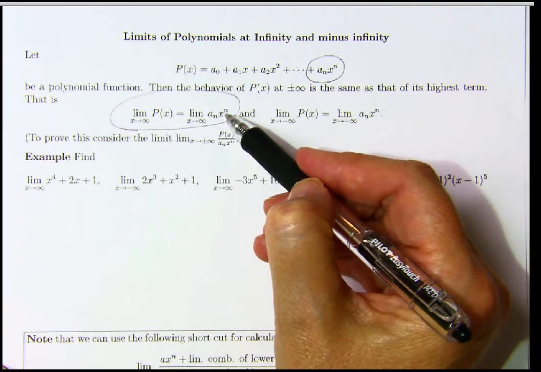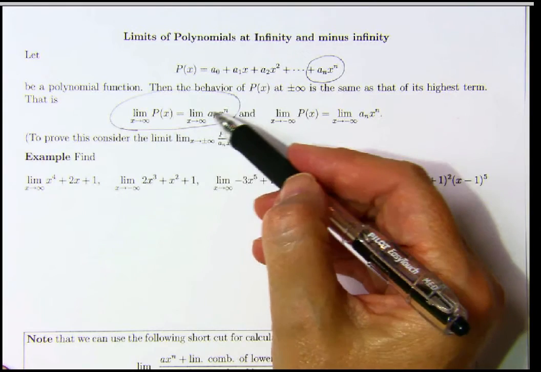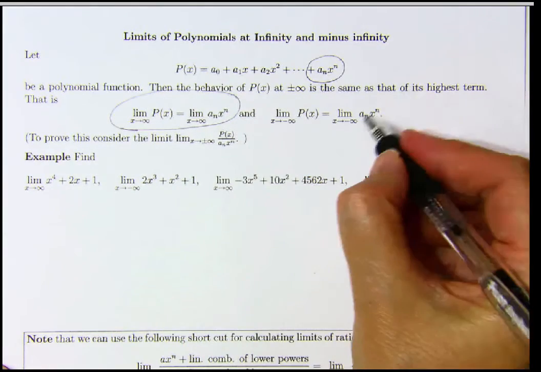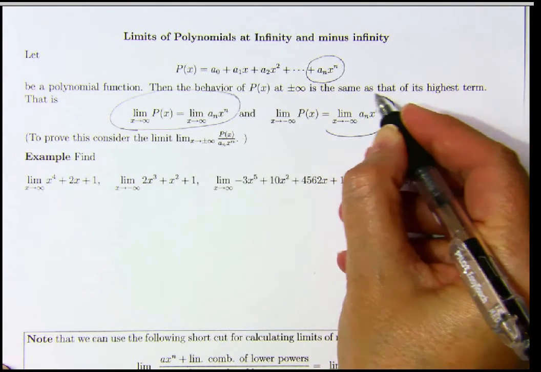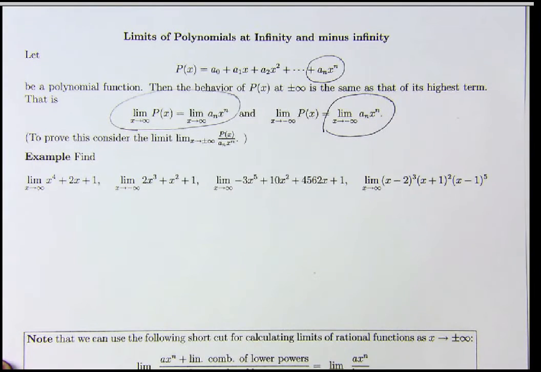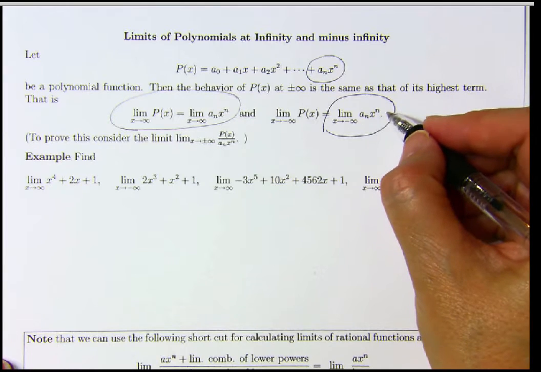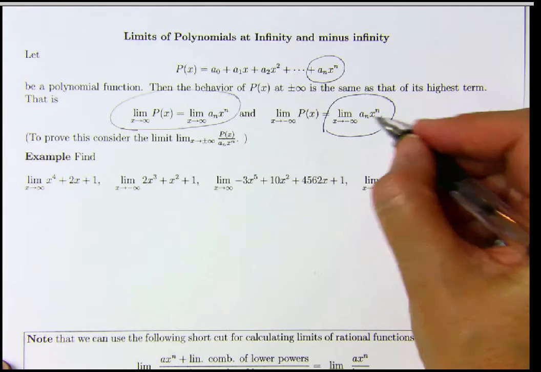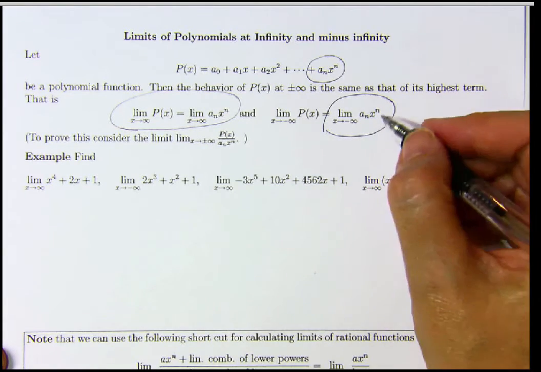Now the x to the n will go to plus infinity, but the a_n might be negative, in which case this leading term would go to negative infinity. And as x approaches negative infinity, then again the polynomial behaves like the leading term, and the limit as x goes to negative infinity is the limit as x goes to negative infinity of a_n times x to the n. And the x to the n might go to plus infinity if n is even, or it might go to negative infinity if n is odd. And again, you have to be careful about whether the coefficient a_n is positive or negative.